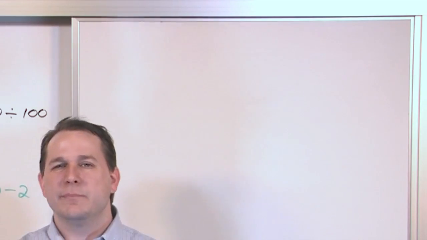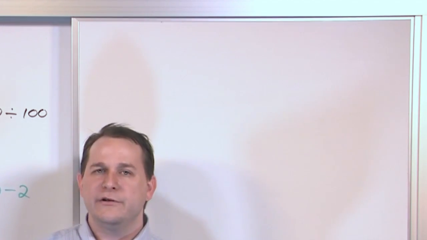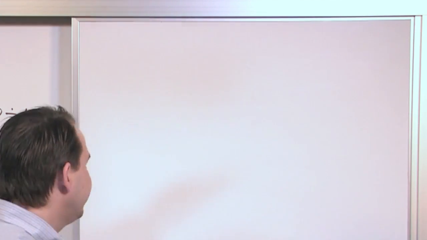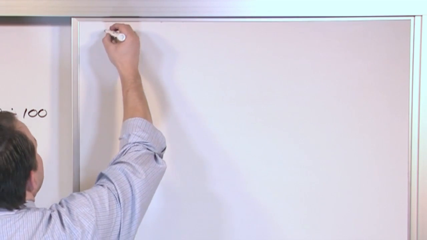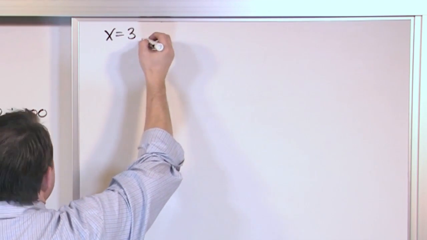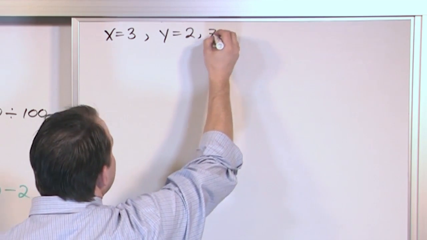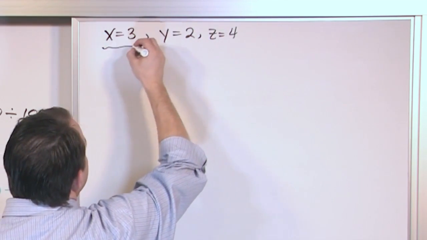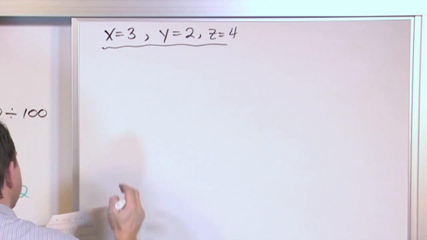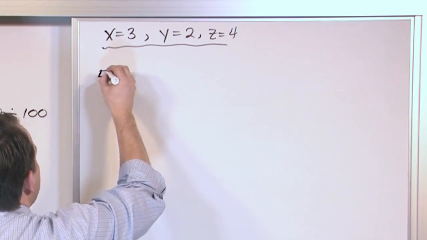Just kind of building the complexity a little bit. None of this stuff is hard, but you do need to see a lot of practice. So let's pretend that x is equal to 3. This is given to us. Y is equal to 2, that's given to us. Z is equal to 4, this is given to us. And for the first problem, let's evaluate this expression.